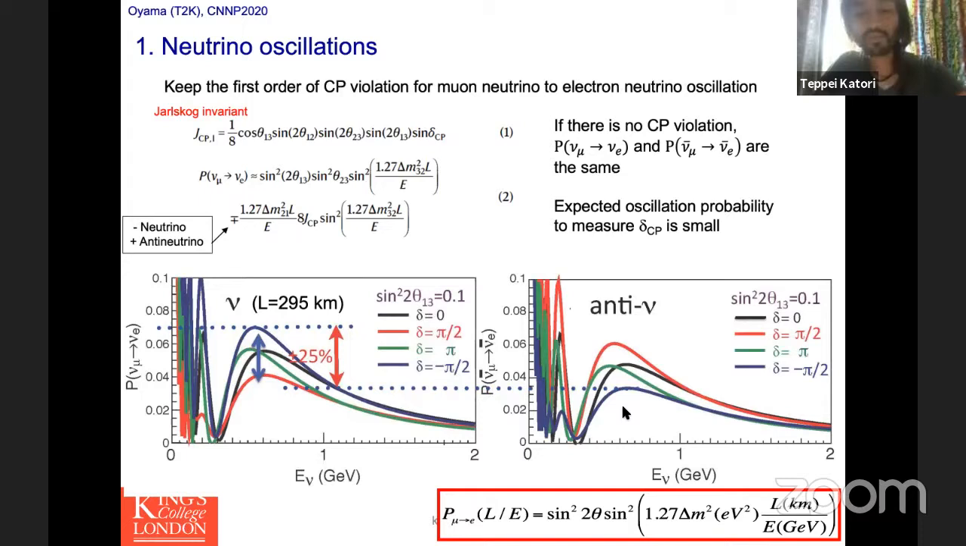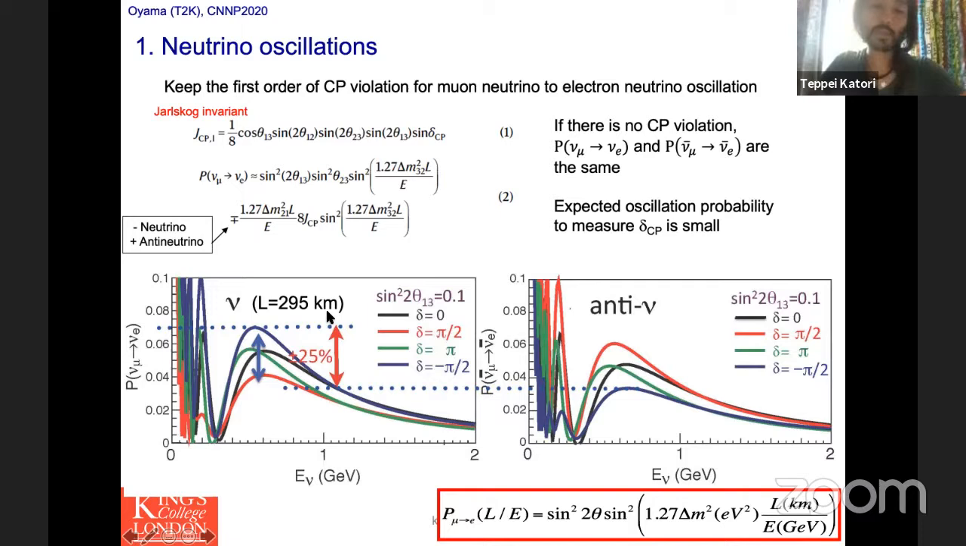Now the Jarlskog invariant is in the oscillation formula, and especially this is the formula for nu mu to nu e oscillation. So minus sign for neutrino and plus sign for antineutrino. If there is no CP violation, if J_CP is zero, you see the same for this oscillation, and the difference comes from CP violation. And as a scale, it's not that small if you see it this way. It's a plus or minus 25% change of your oscillation probability when you fix your baseline to be 295 kilometers, which is the T2K experiment, basically.